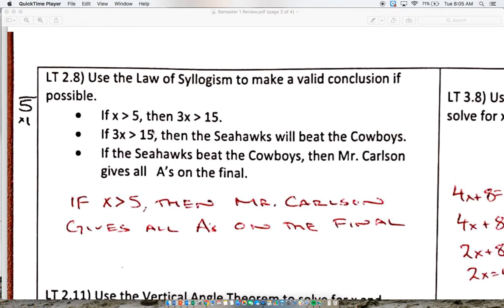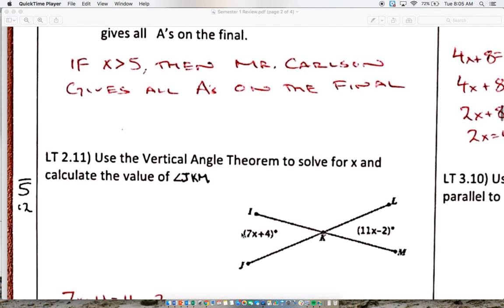Okay. If I start with if the Seahawks beat the Cowboys, then I can continue with my law of syllogism, and I do. Then Mr. Carlson gives all A's on the final. Well, yeah, I've got these connections here to here, here to here. So that means I can conclude if the beginning, if x is greater than 5, then the final thing. Mr. Carlson will give all A's on the final.